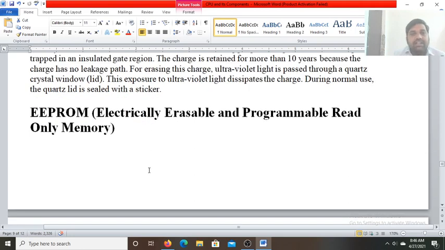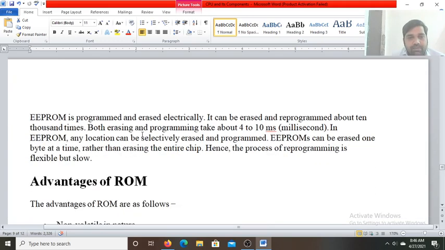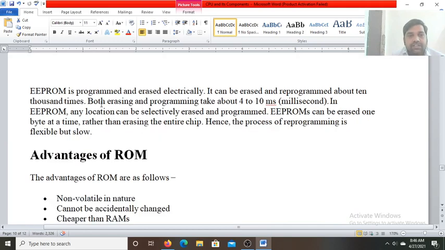EEPROM, electrically erasable and programmable read-only memory. Here the method for erasing the content is electrical, whereas in the EPROM it is ultraviolet light. So this is programmed and erased electrically. It can be erased and reprogrammed about 10,000 times. Both erasing and programming take about 4 to 10 milliseconds. There it was taking 40 minutes; here it will take only 4 to 10 milliseconds.